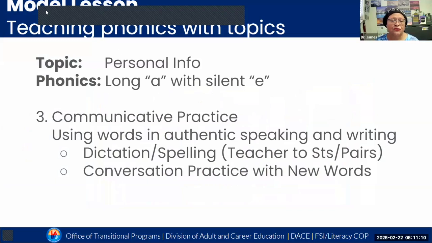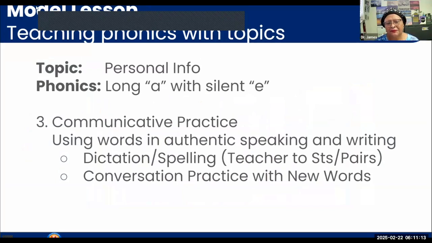Okay, so the last thing you want to do is to do the community practice using words with authentic speaking and writing, dictation, spelling, teacher to students or student to student, conversation practice with the new words. And that was one thing that I found that Horizons didn't help me with, because they were just doing words that just came out of nowhere. Whereas here, students see them in their textbooks, see them in the workbook, and see them every single day when we do speaking practice. So that's why we're going towards teaching phonics with topics.